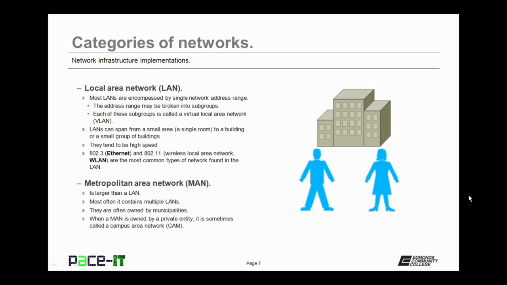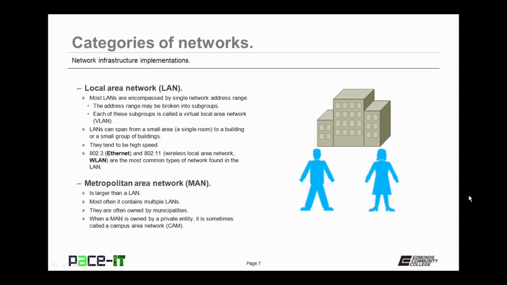First up is the local area network, or the LAN. Most LANs are encompassed by a single network address range. That address range may be broken up into subgroups through the use of virtual local area networks, VLANs.